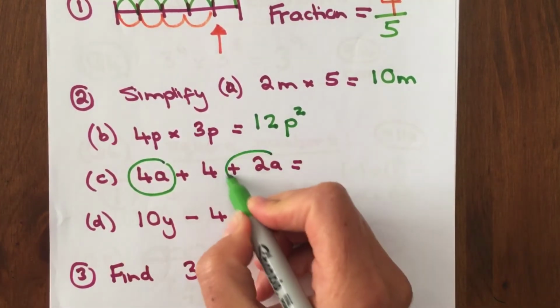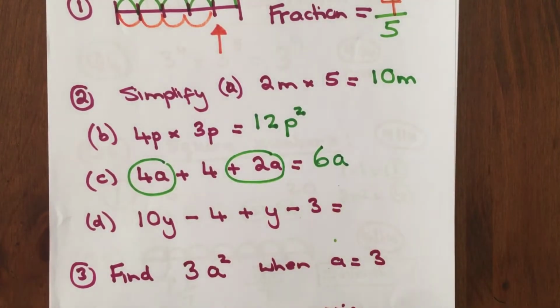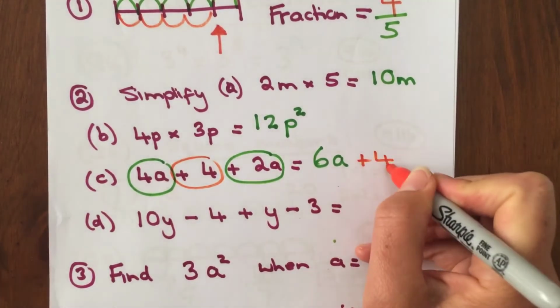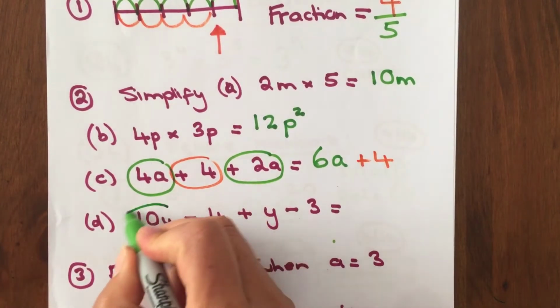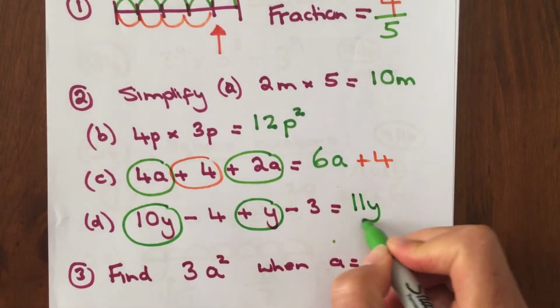Collect your like terms. 4a add 2a is 6a, and you've got a plus 4. You cannot put 6a and 4 together. They are unlike terms. Okay, next one.